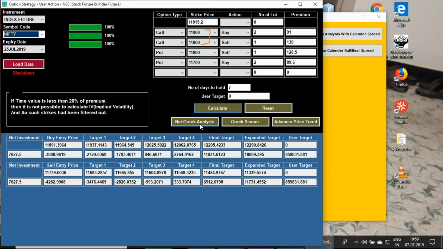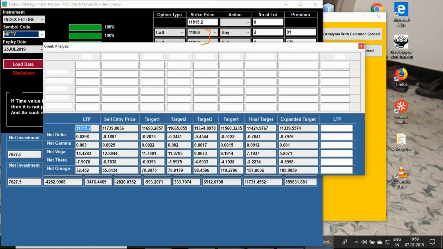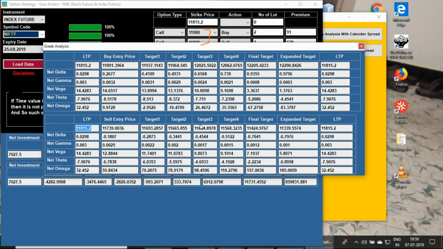Profitability in both the sides it has. If there is a price movement, great way happens. What about the net Greeks? So once you go for the net Greeks, what happens here? Your delta becomes almost 0. It has come down to 0 level.